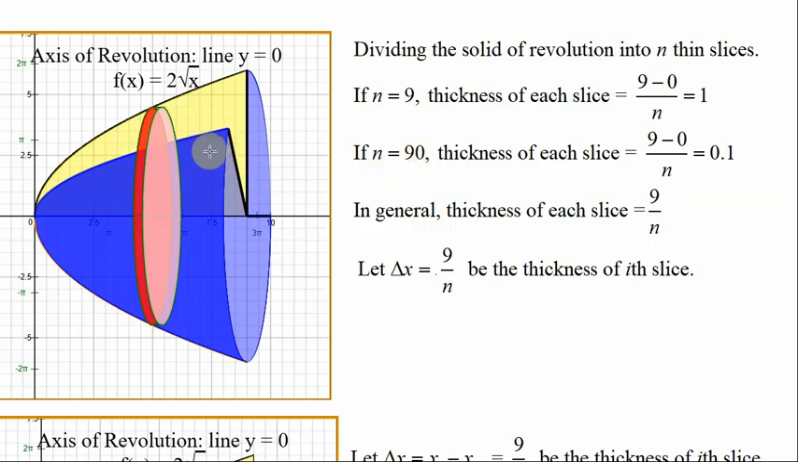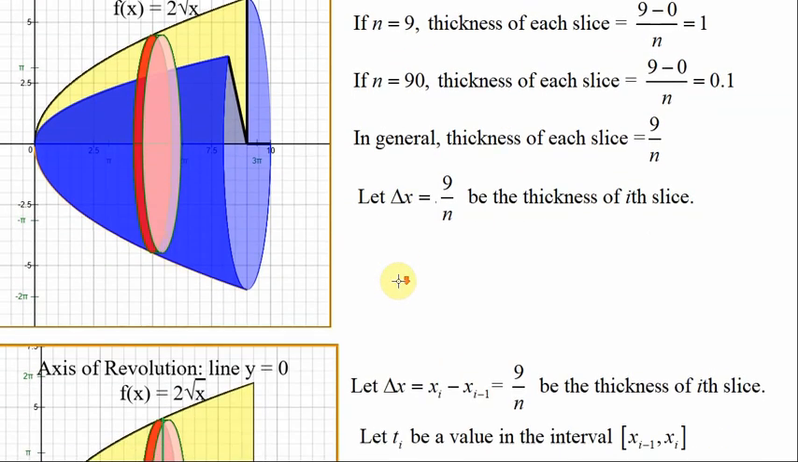But if we divide this solid into 90 discs or 90 slices, then the thickness of each slice will be 9 over 90, which is 0.1. Therefore, in general, if there are n slices, then the thickness of each slice will be 9 over n. Let's call the thickness of each disc or slice delta x.